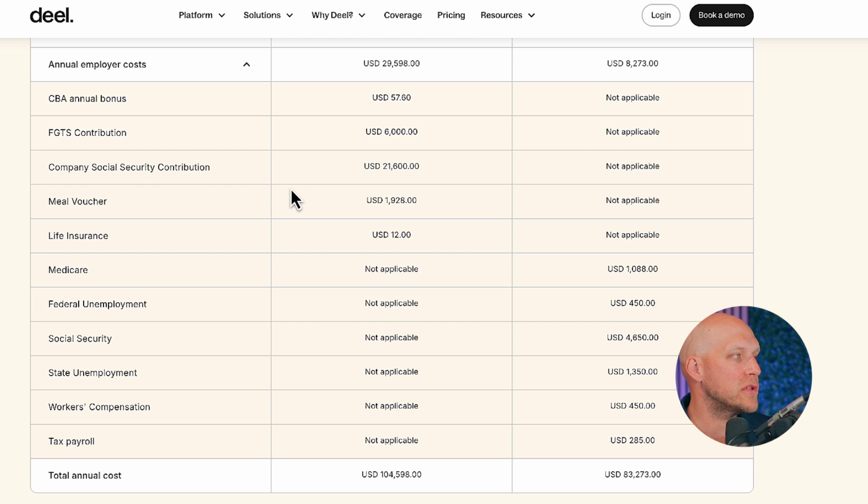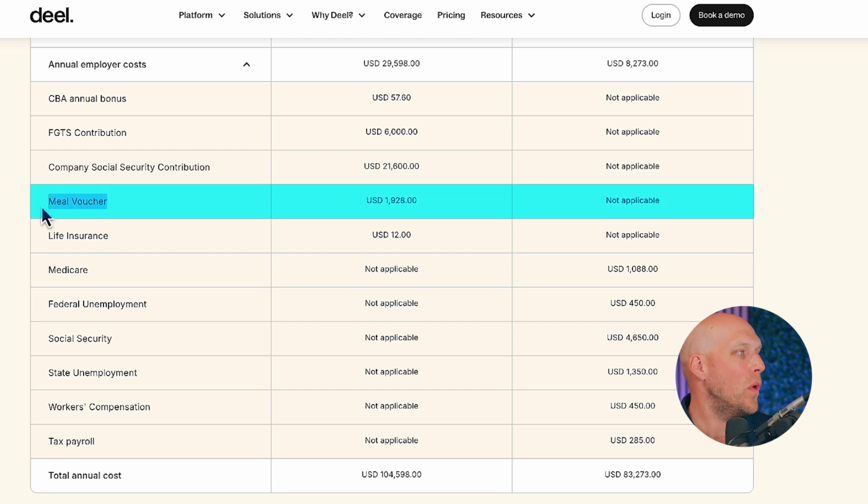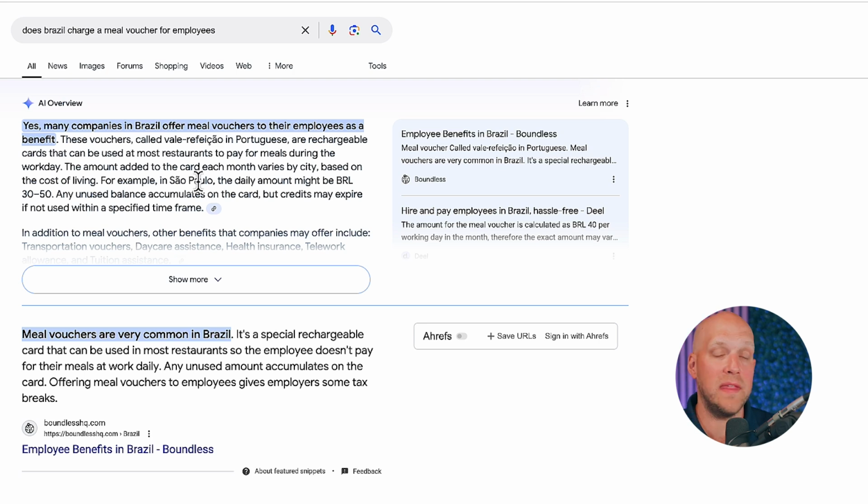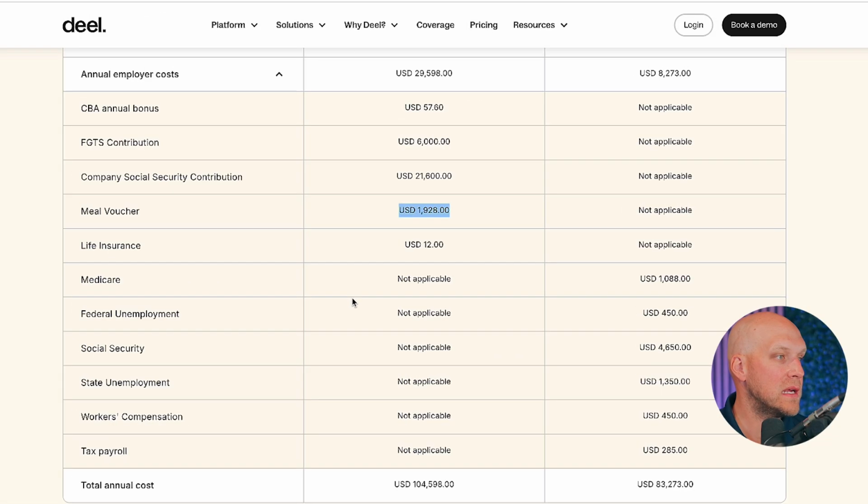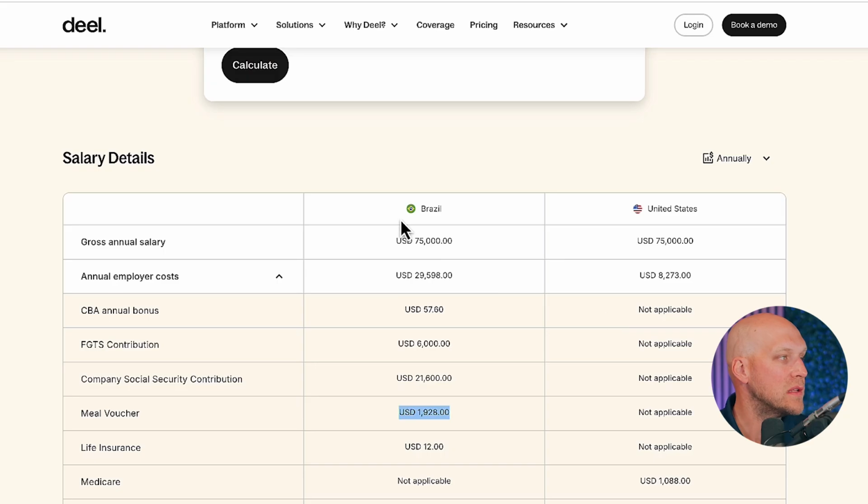Well, as you go down here, you start to see something where you're like, wait, what's a meal voucher? $1,928. Well, that's just something that I would recommend Googling because every country is going to have different things. So what you can see here is, yes, it's very common that they offer meal voucher cards, and these vouchers are actually usable in different restaurants and grocery stores and stuff like that. So I learned that from doing this cost calculator. The interesting thing here too is it does show the Medicare, federal unemployment, Social Security in the US. It doesn't get into any of your costs in the US if you were offering things such as a 401k or dental, vision, those types of benefits. So just keep that in mind.